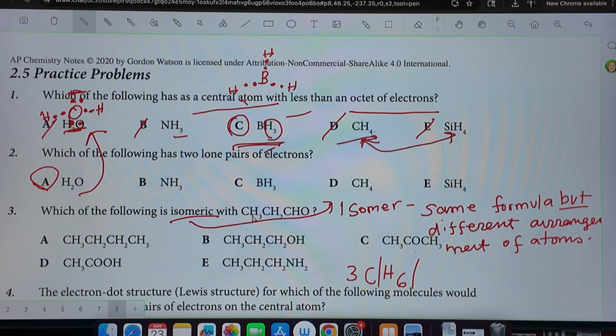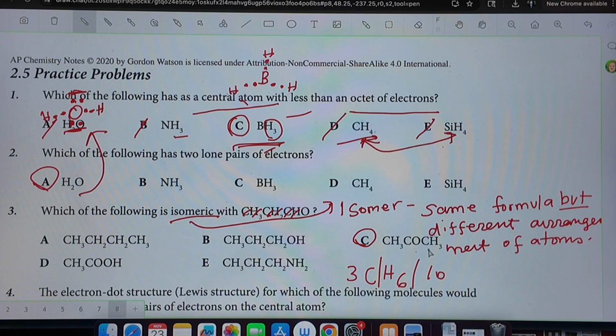And then, so we already took care of this, took care of this, took care of this, and then 1 oxygen. There might be one answer that has exactly that. So how about this one? Oh, this has too many hydrogens. This is the only answer it could be.